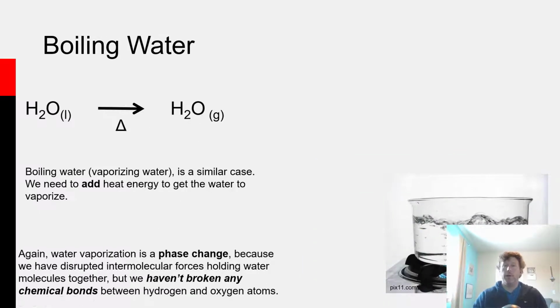Same thing if we're boiling water. We have liquid water where the water molecules, the particles are free to slide by one another and they can level off and change their shape a little bit to fill the bottom of a container. We put in more heat energy and we get the water to boil, or from a science standpoint, we would call that vaporize. The liquid becomes a gas, and now the gas particles are much more spread out and they're in random motion compared to the liquid. But it's worth noting that we haven't broken any chemical bonds here. We're just pushing the molecules farther and farther apart.